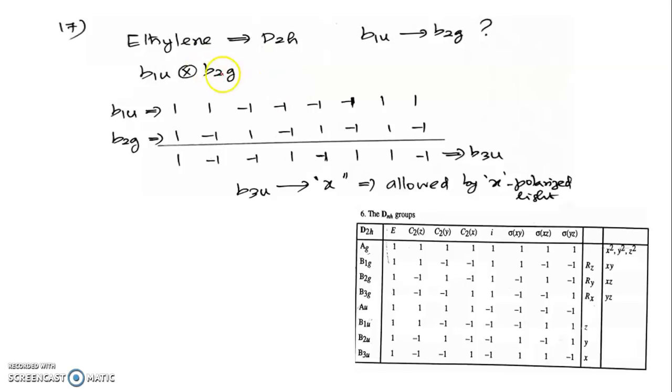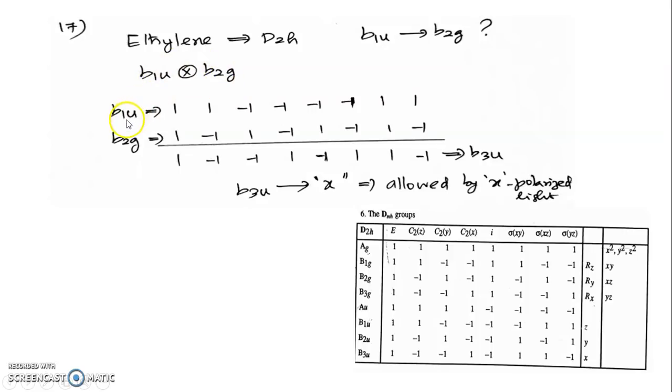See, the ethylene molecule belongs to the D2H point group. Initial state is B1U, final state is B2G. Take the direct product of these two. What are the characters of B1U? From the table you see the characters of B1U, these are the characters, and the characters of B2G, these are the characters of B2G. So this is the initial state B1U and this is the final state. Take the direct product of these two.